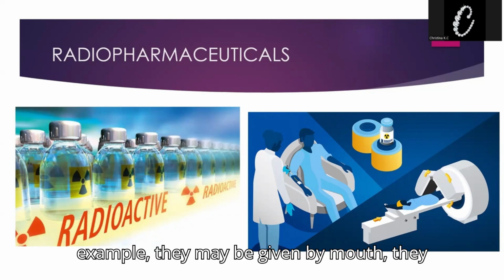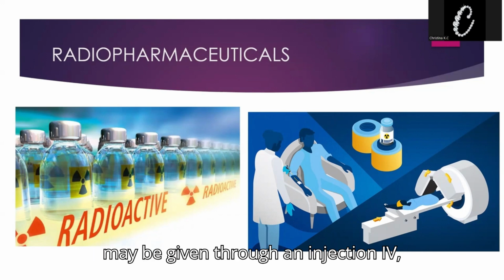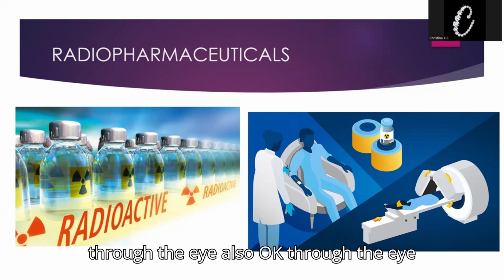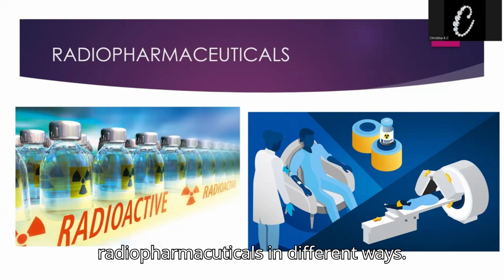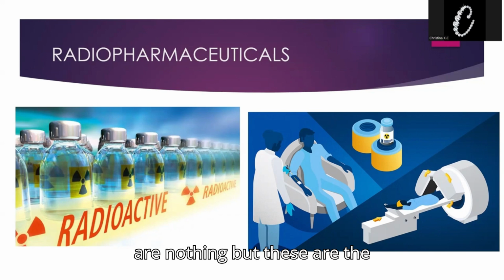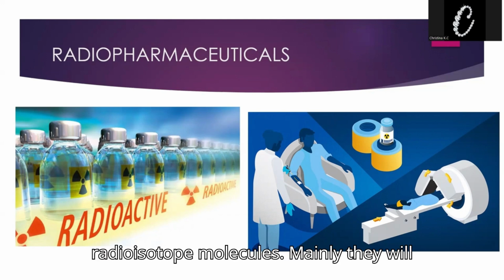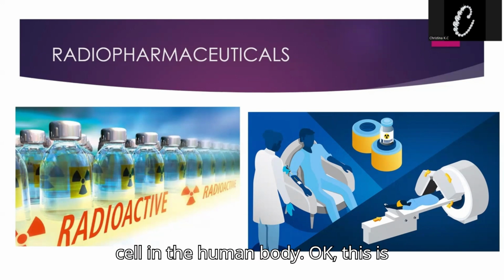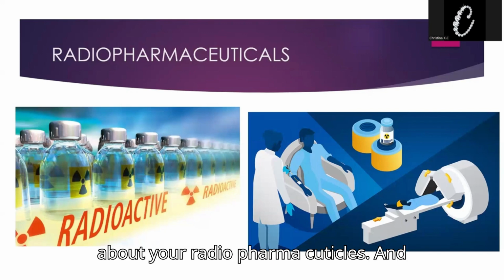For example, they may be given by mouth, through an injection, IV, IM, or whatever. And next, also through the eye. Through the eye also, you can give these radiopharmaceuticals in different ways. These radiopharmaceuticals are nothing but radioisotope molecules. Mainly, they will target a specific organ, tissue, or cell in the human body. This is about your radiopharmaceuticals.